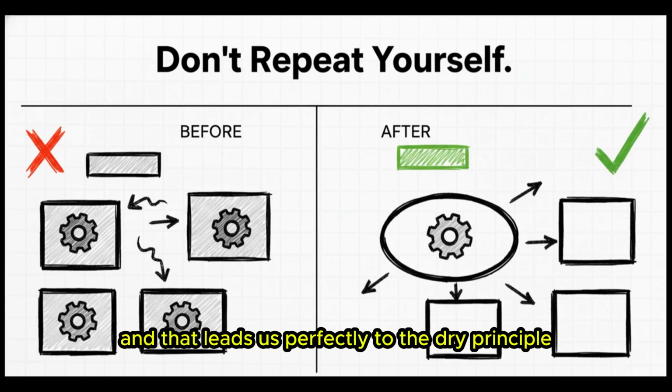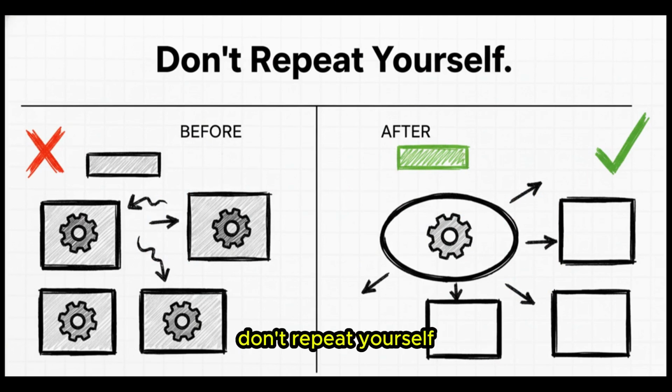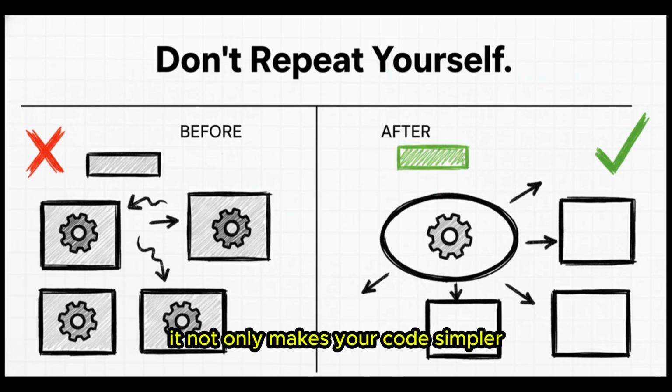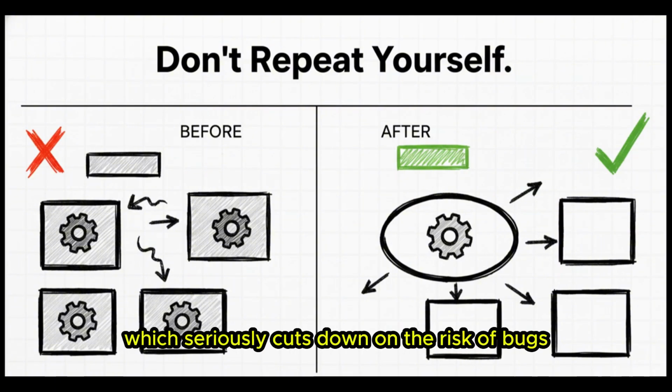And that leads us perfectly to the DRY principle. Don't repeat yourself. If you find yourself copying and pasting the same chunk of code in a bunch of different places, stop. That is a massive red flag. Instead, pull that logic out into a single, reusable function. It not only makes your code simpler, but it's also so much safer. When you need to update that logic, you only have to change it in one spot, which seriously cuts down on the risk of bugs.